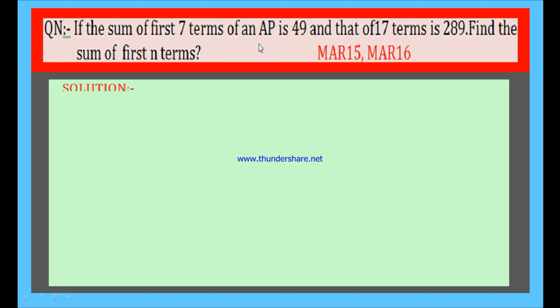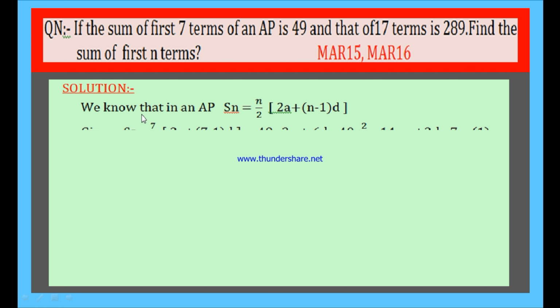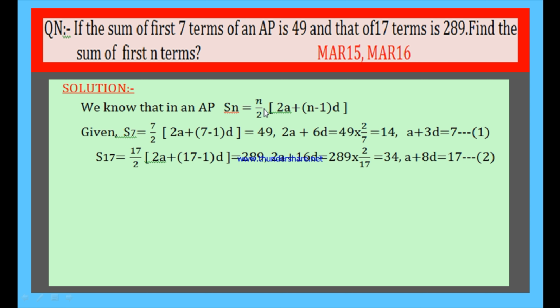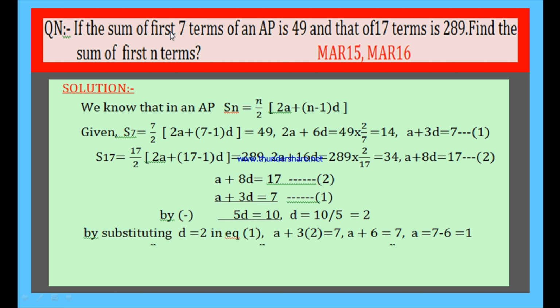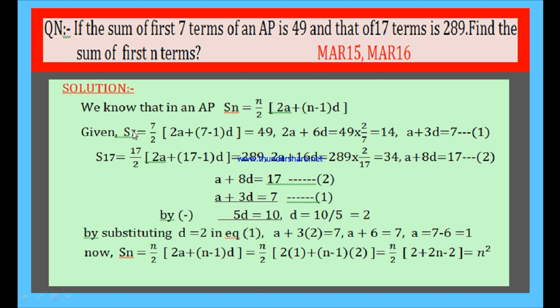Here is the solution. In this question, it is the sum of first 7 terms. Sum of means we have to write the formula for Sn in AP. We know that in an AP, Sn is equal to n by 2 into 2a plus n minus 1 into d. Sn means sum of n terms. Here it is given that the sum of first 7 terms, that is S7, is equal to, substituting n value 7 there, 7 by 2 into 2a plus 7 minus 1 into d.